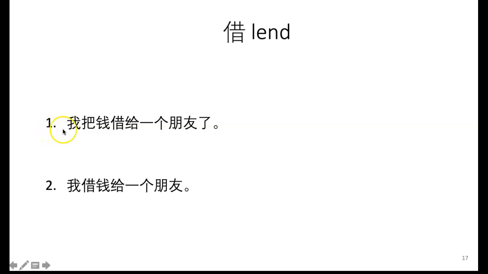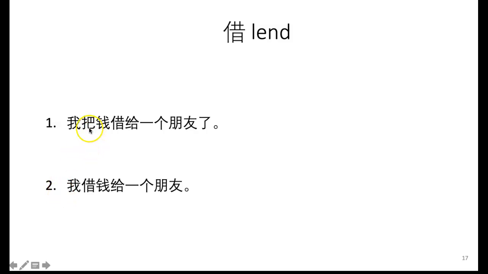好，那么比如说我把钱借给一个朋友了。So I lend my money to a friend. So you could use this 把 construction to bring 钱 from the object, from the regular position that we put object, forward. So 我把钱借 and you use 给 to introduce whoever receives this money or whoever borrows this money. So 我借给一个朋友了。So I lent money to a friend.